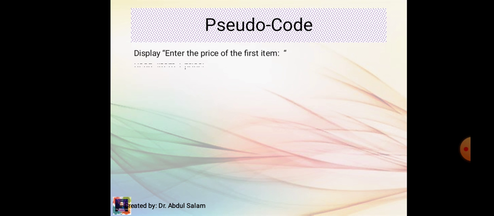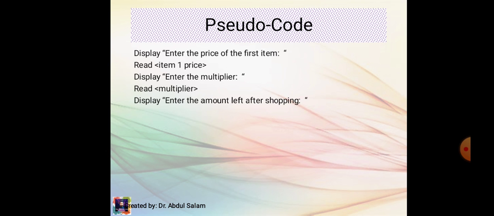Pseudocode. Display, enter the price of the first item. Read item 1 price. Then display, enter the multiplier, then read multiplier. Display, enter the amount left after shopping, read amount left.